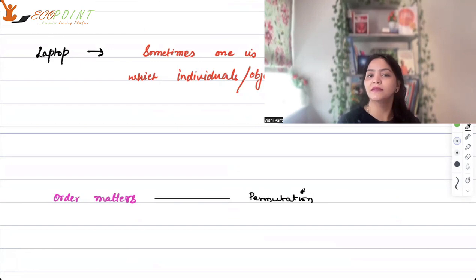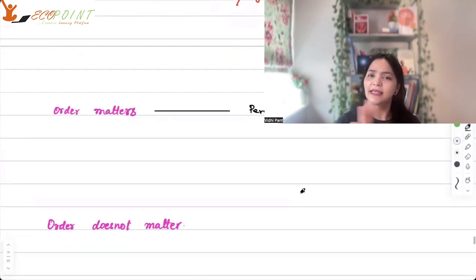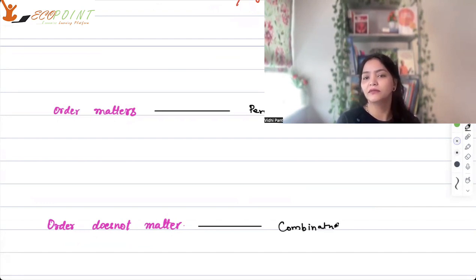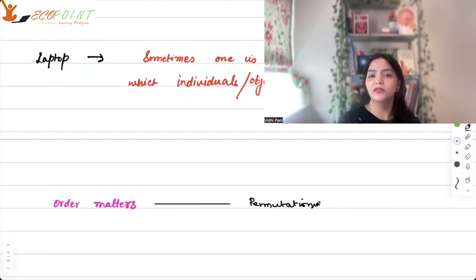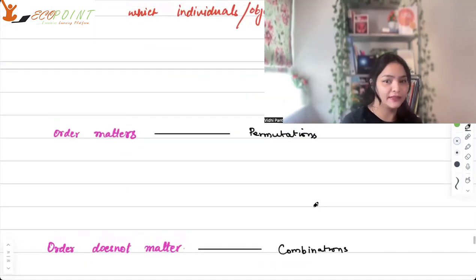Permutation is the vocabulary that you will associate when order matters. Same thing is happening, and order does not matter: the laptop case, that we call combination. So what is the difference between permutation and combination? In one, order matters, that's permutation, and in one, order does not matter, that's combination.